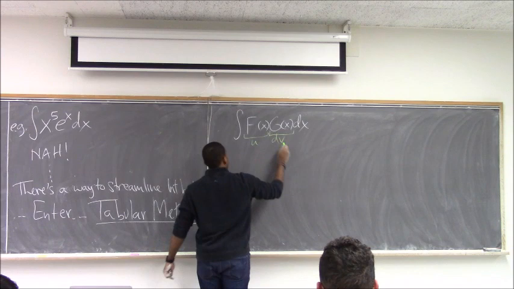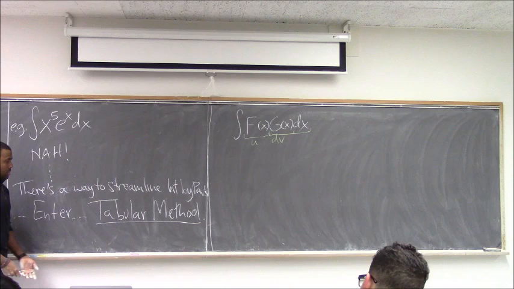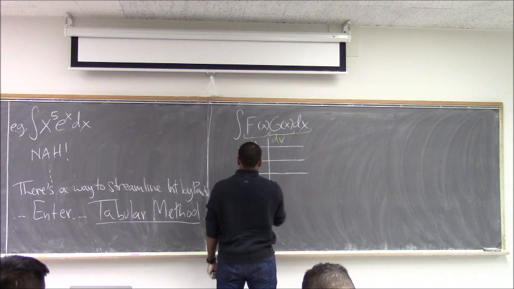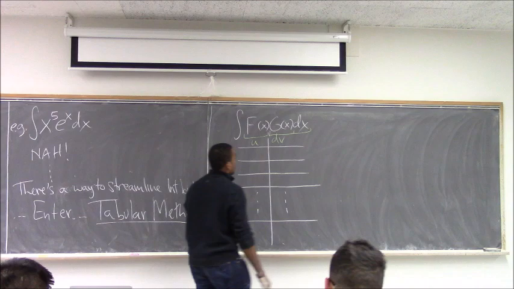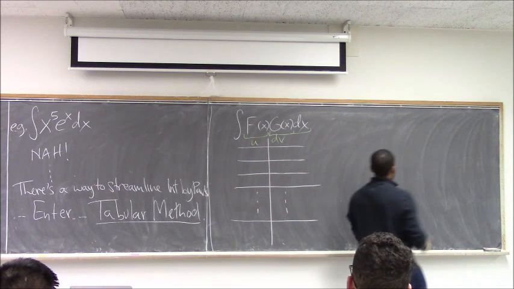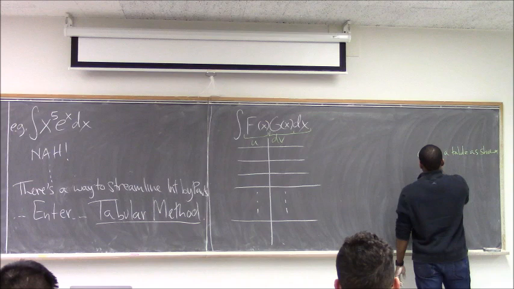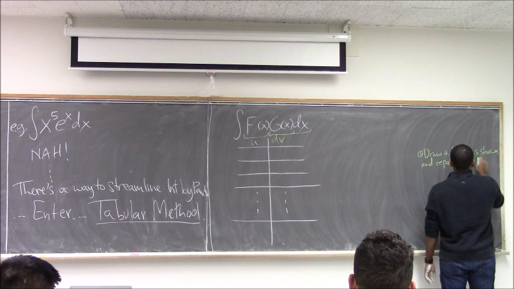Turns out there's a better way, a tabular method. The root word, of course, here is table. So we're going to actually draw a table. What you can do is draw a table below this integral. And here is how it's going to work. Step one: table, as shown, and repeatedly integrate and differentiate as appropriate.